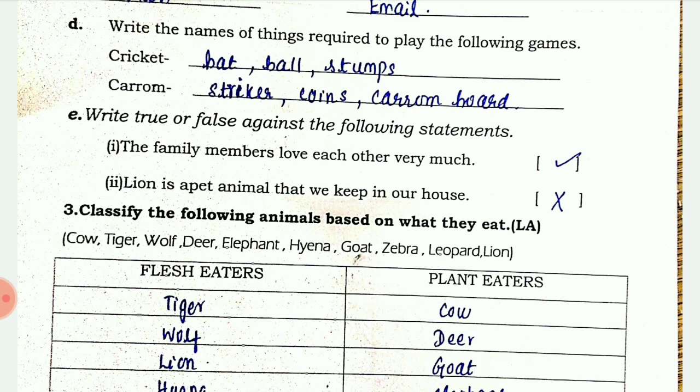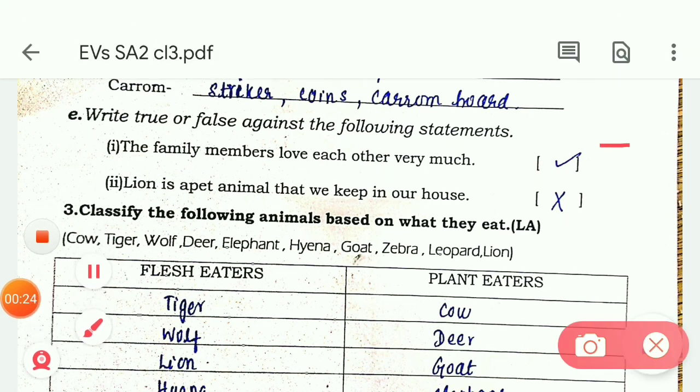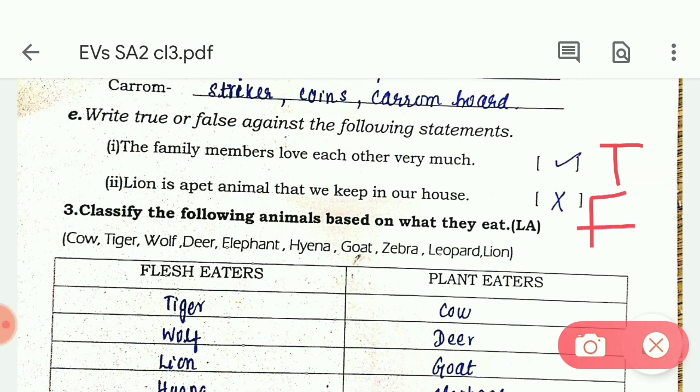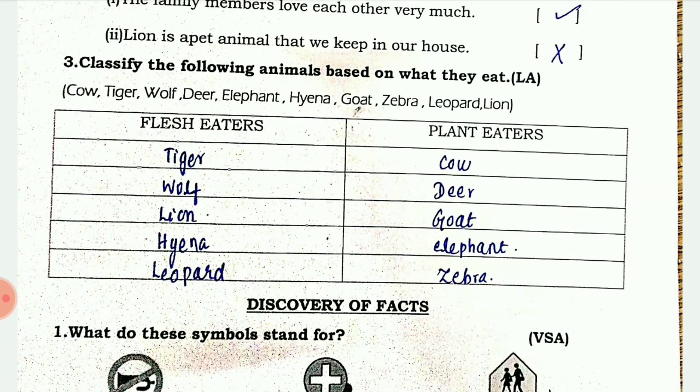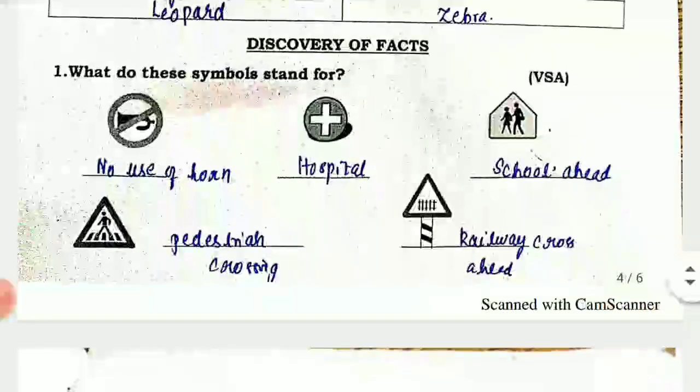Write true or false against the following statements. The family members love each other very much. So this is true. Lion is a pet animal that we keep in our house. That is false. Classify the following animals based on what they eat. Tiger, wolf, lion, hyena, leopard are flesh eaters. Plant eaters are cow, deer, goat, elephant, zebra.